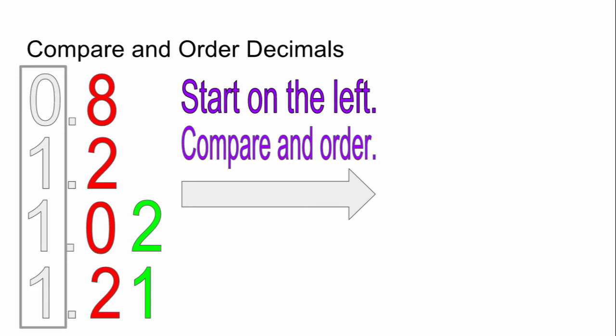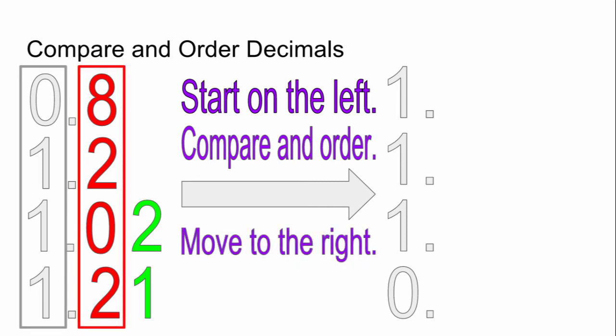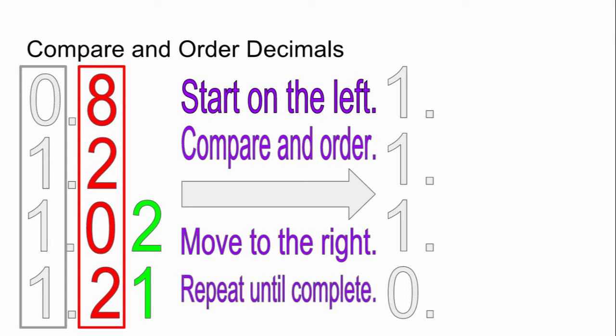So we see that there are 3 numbers that have a 1 in the ones place and 1 number that has 0 in the ones place. So it has to be the least. Once we've done that, we want to move to the next place value to the right, which in this case is our tenths place. Now that we've moved to the right, we want to repeat the same steps until we're complete with the whole series of numbers.